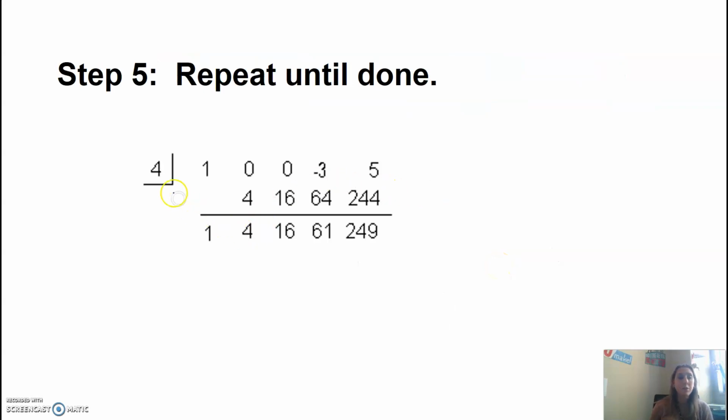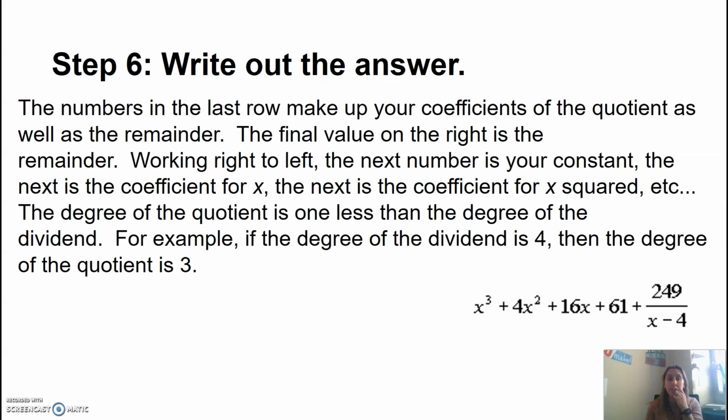So then we do 4 times 4, which is 16. 0 plus 16 is 16. 4 times 16 is 64. Negative 3 plus 64 is 61. 4 times 61 is 244. 5 plus 244 is 249. Okay, so now we have all of our numbers.